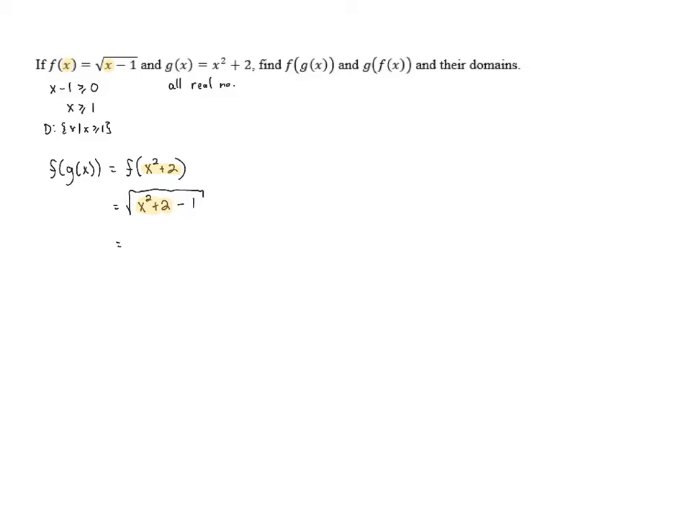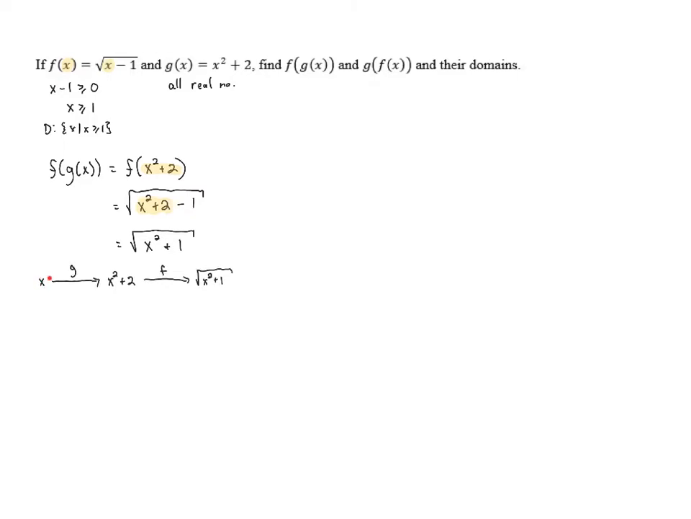Now we can simplify the inside there because 2 minus 1 is just 1. So this becomes the square root of x squared plus 1. Now, we need to look at the domain here, and to do that, we need to examine what happened in this composition. So we started with x, and first g acted upon x to give us x squared plus 2, and then f acted upon that to give us the square root of x squared plus 1.